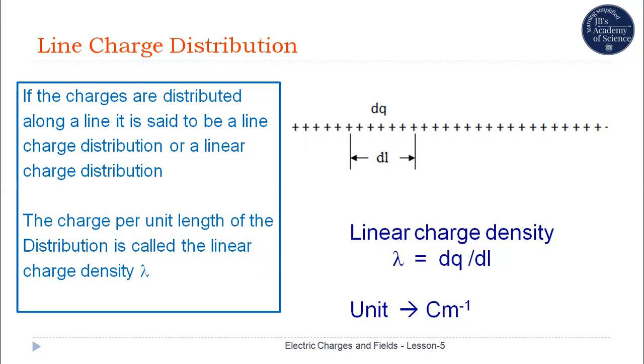Now, if you consider charge per unit length on this distribution, it is called linear charge density, and it is usually denoted by a letter lambda. Now consider a small length dl on this distribution. Then let dq be the small charge over the length dl. Then linear charge density lambda is equal to dq divided by dl. The unit of linear charge density is coulomb per meter.